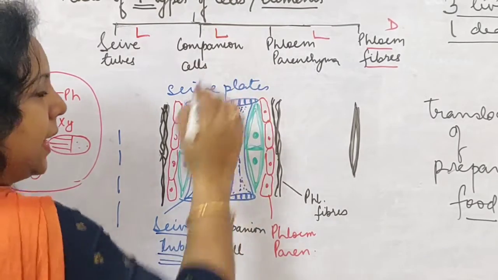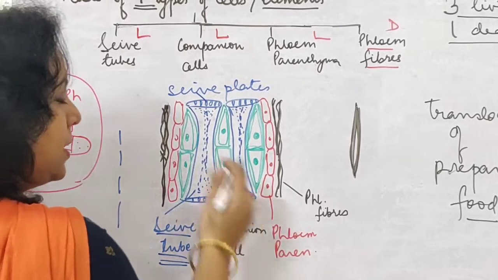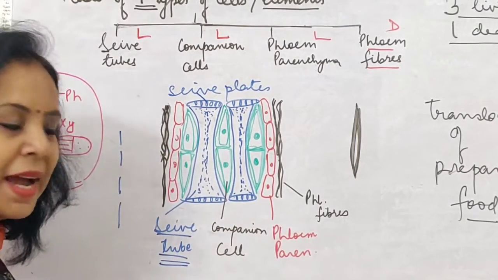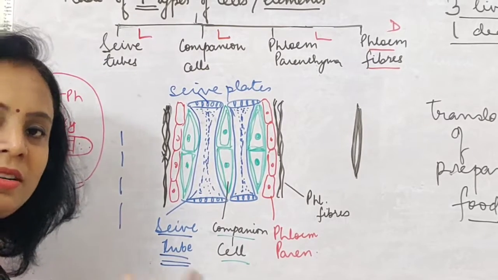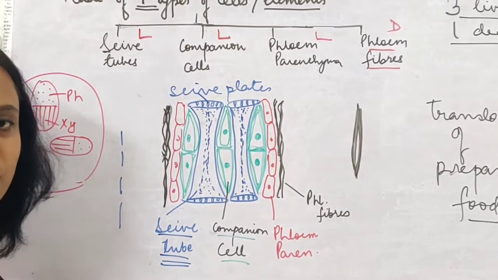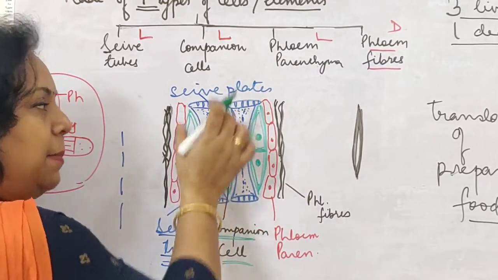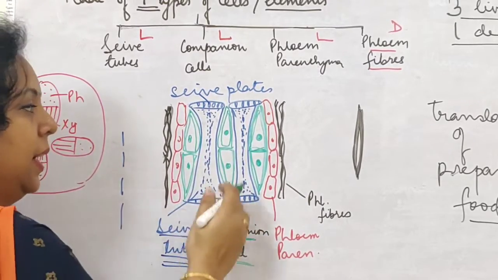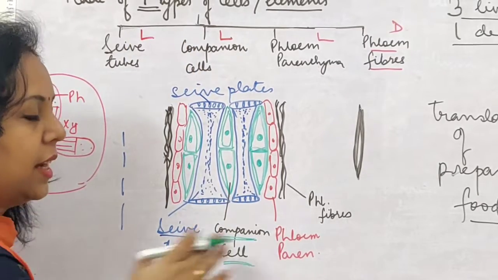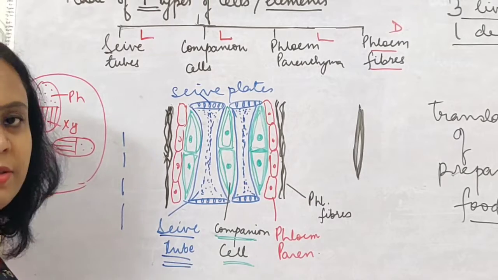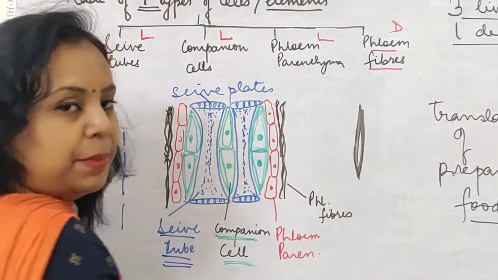Now, the second type is the companion cells. What does the word companion mean? Friend or your ally or some supporter. So the work of the companion cell is to help the sieve tubes in translocation of food, and of course they are helping in the sideward transport also. Then comes the phloem parenchyma.